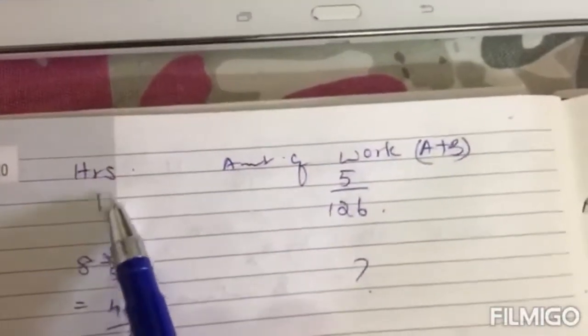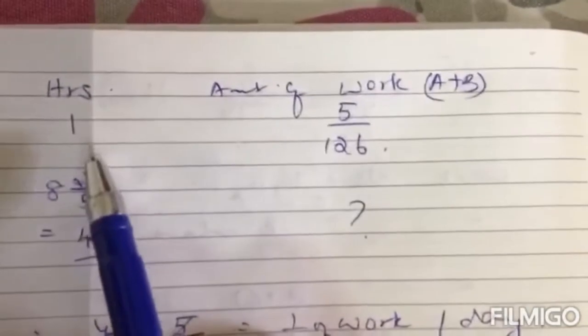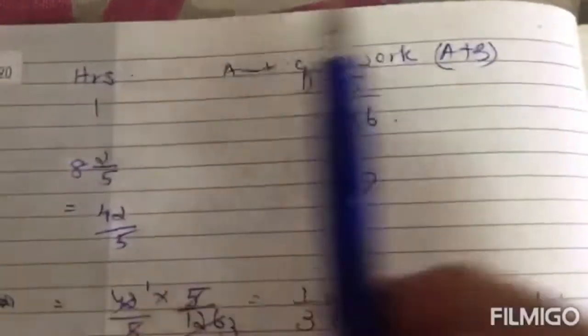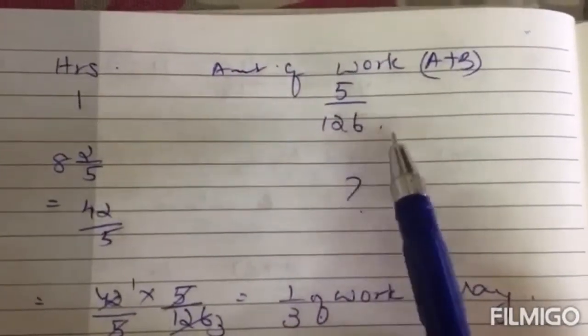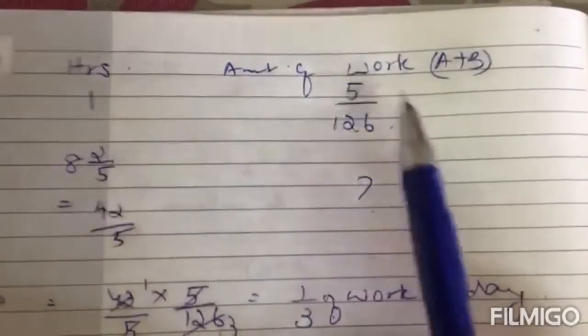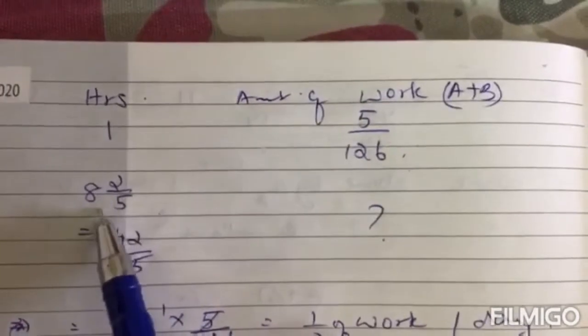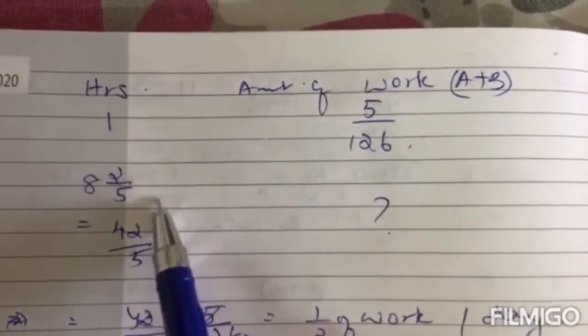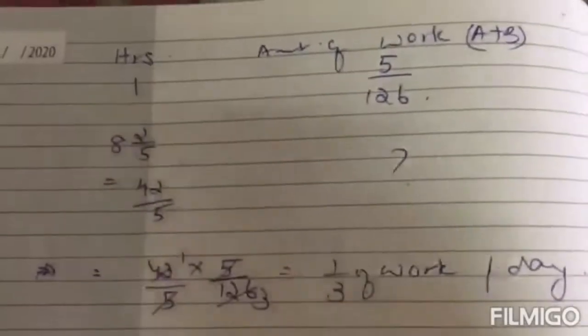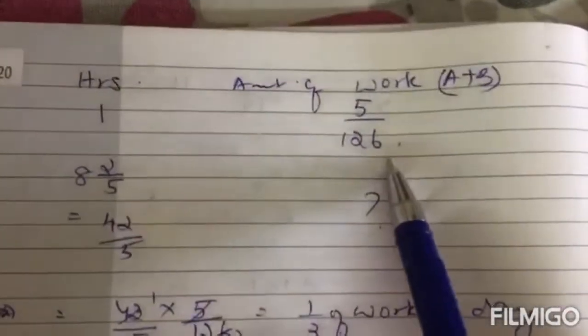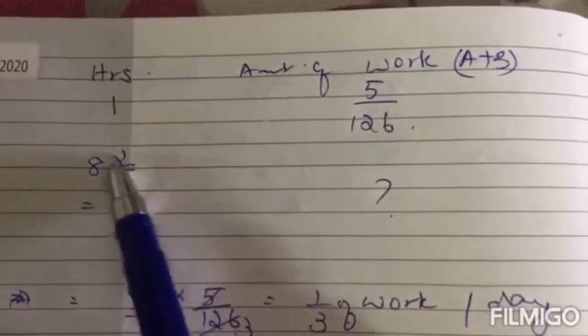Now, we say that it takes 1 hour for A and B to finish 5 by 126th of the work. In the question, they are saying that if A and B work for 8 and 2 by 5 hours per day, how long are they going to take to complete the work? So let us first find out how much work will be done if they work these many hours.